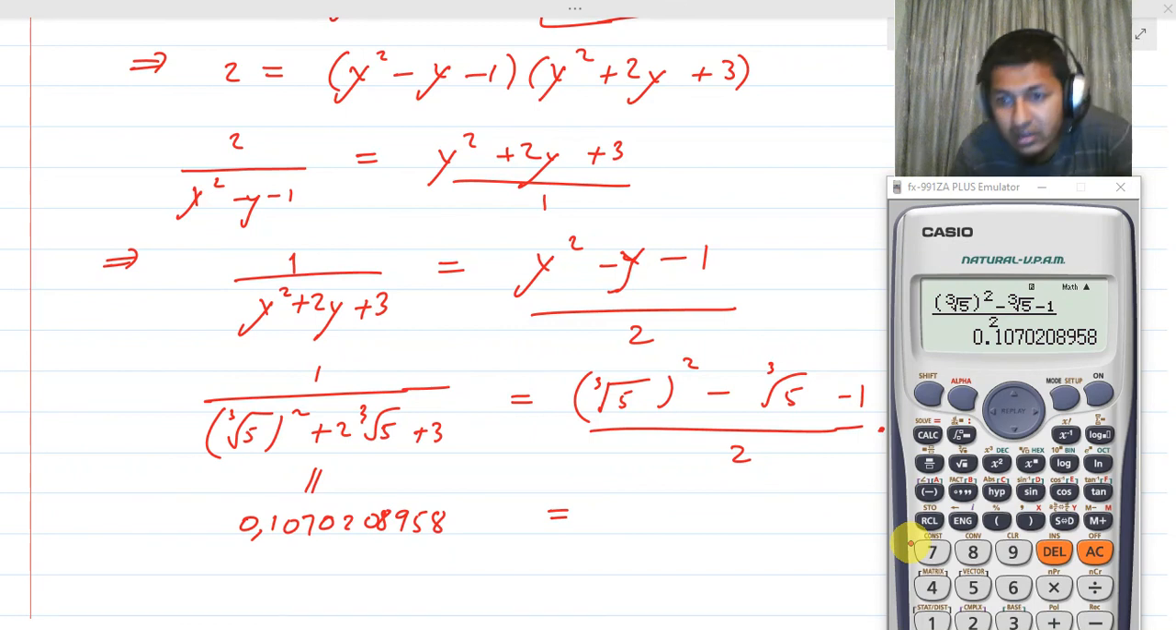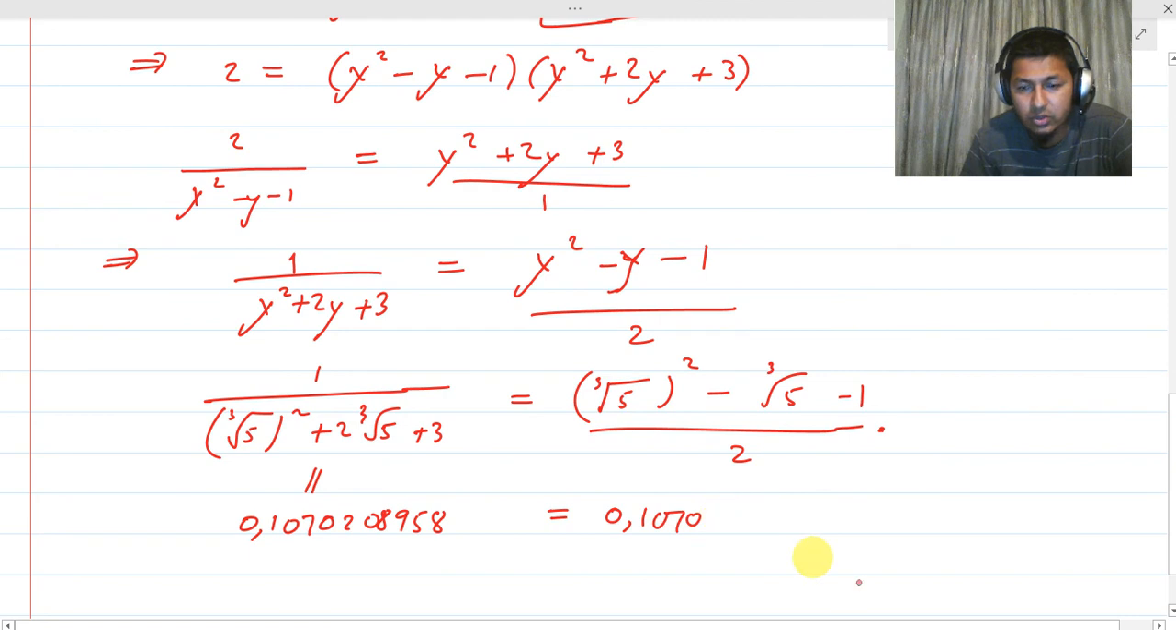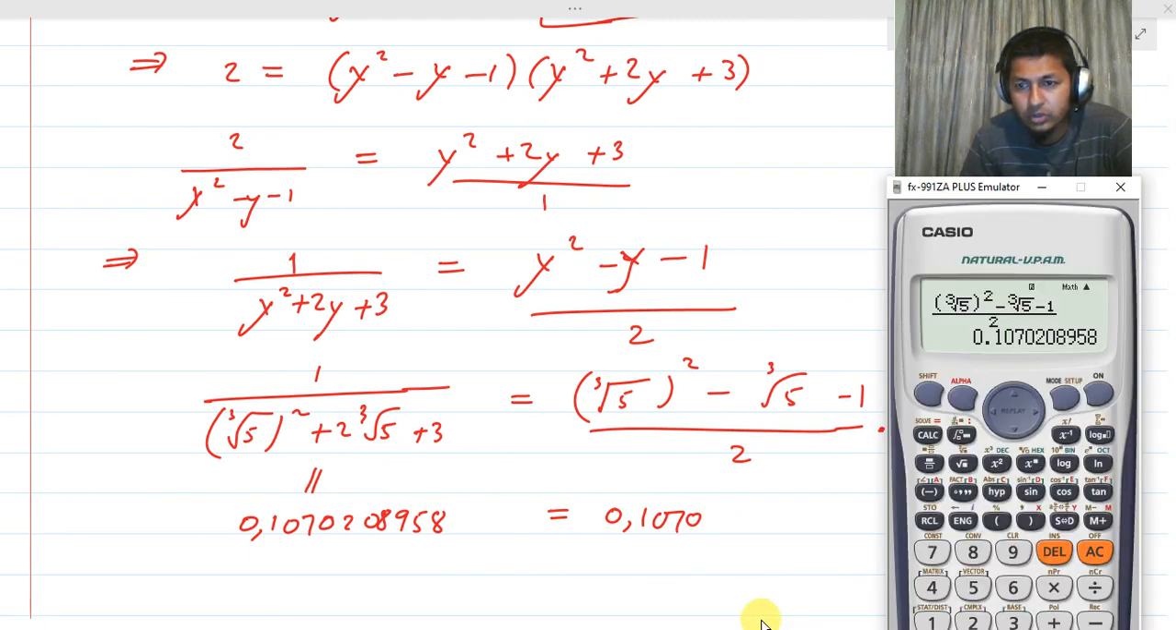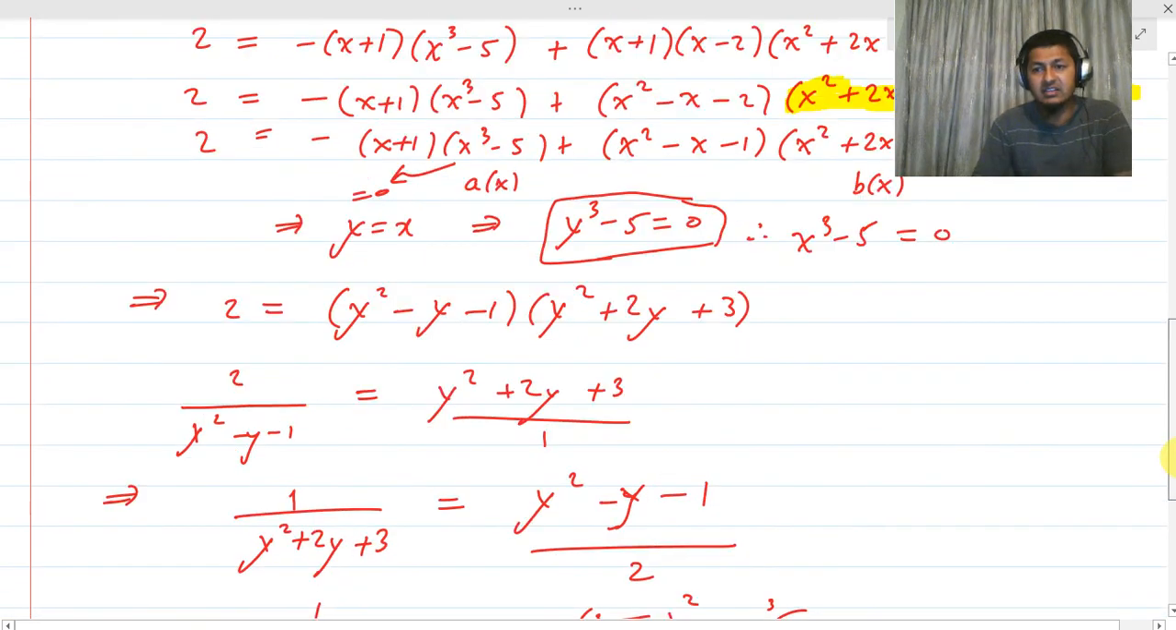Hi guys, welcome back. So what we can see is that I have typed out this rationalized form, and I've got 0 comma 1070 8958, which is basically exactly the same thing.